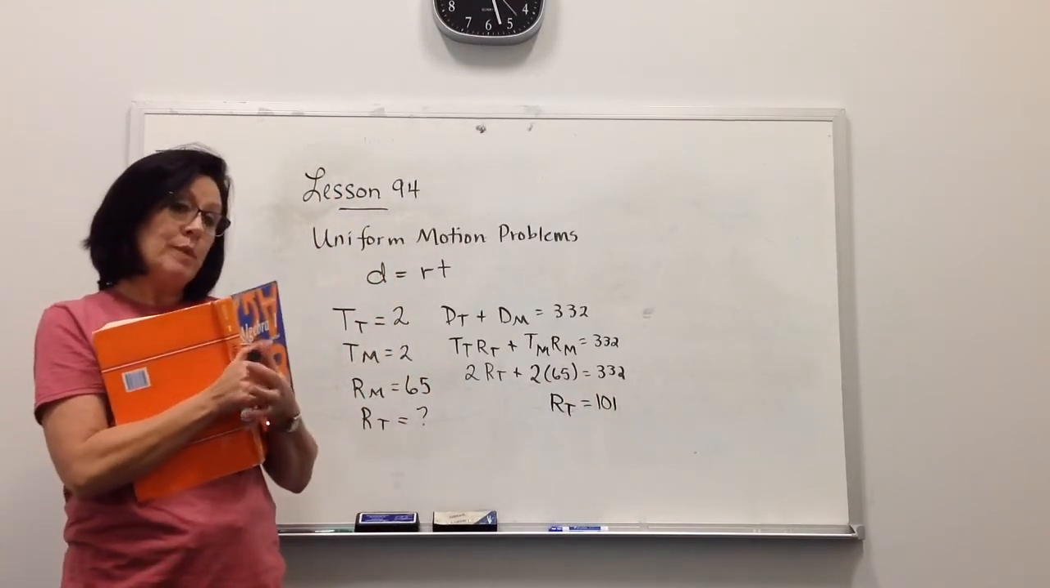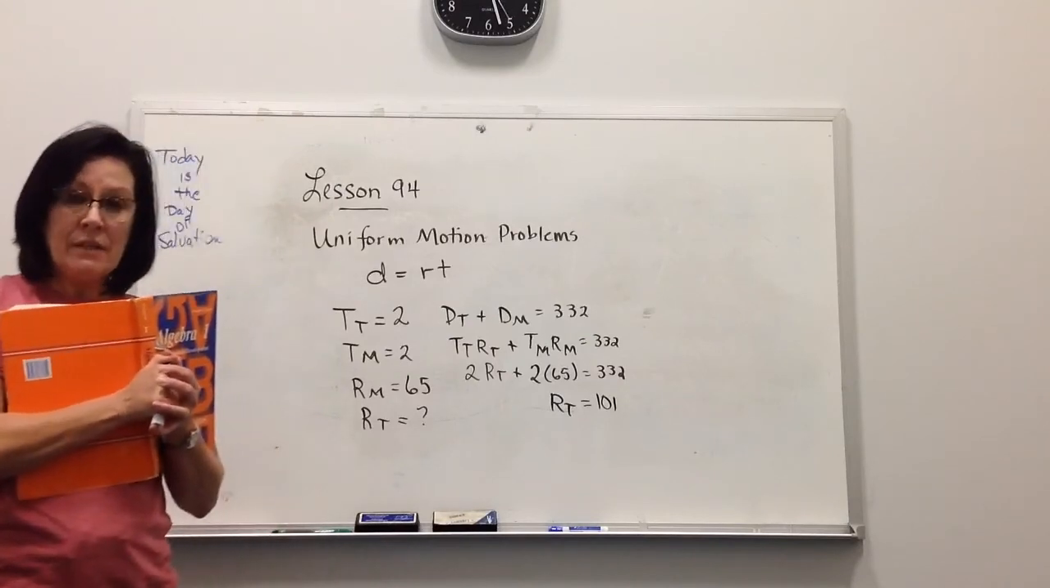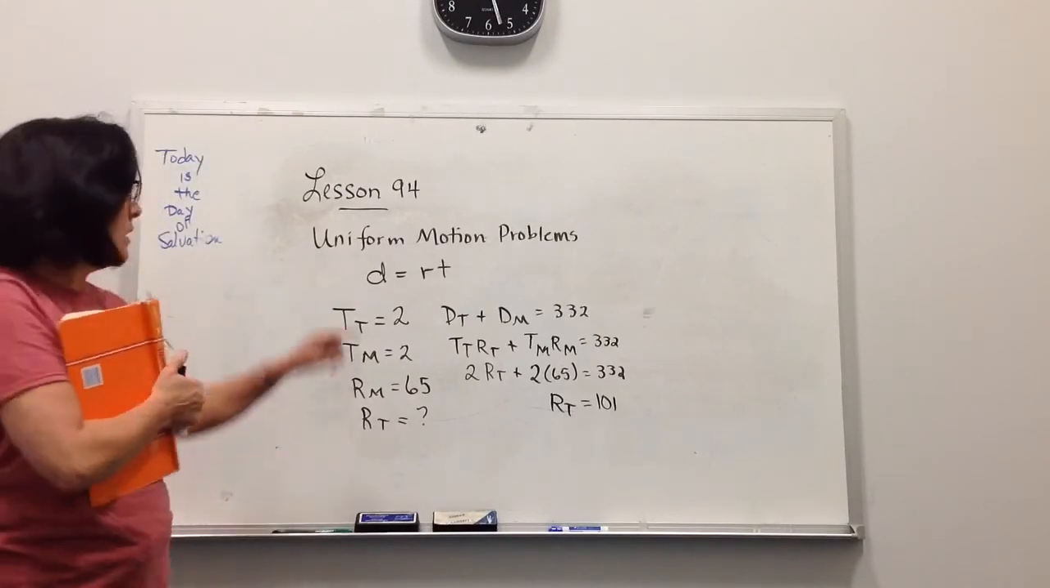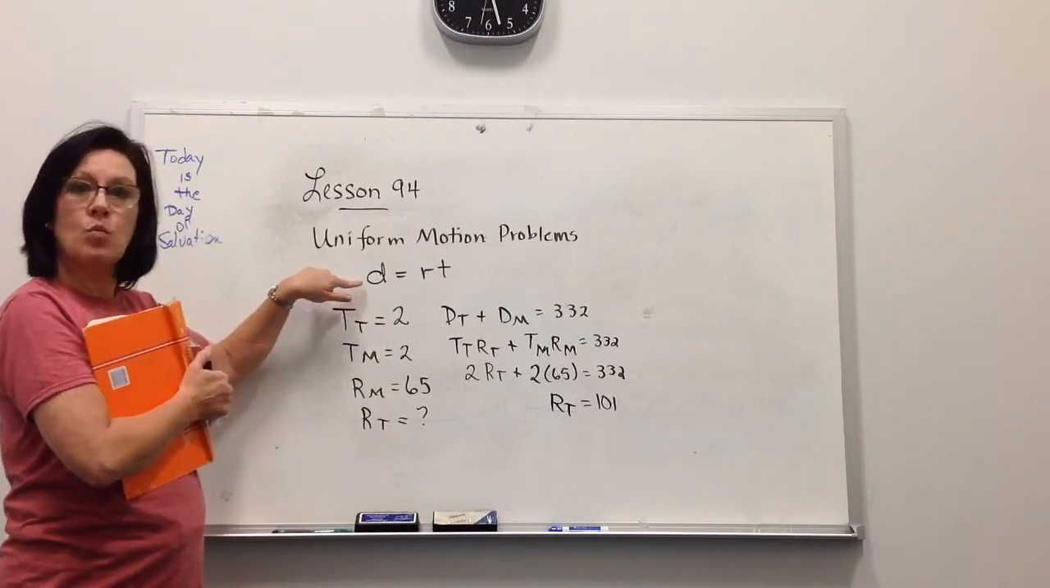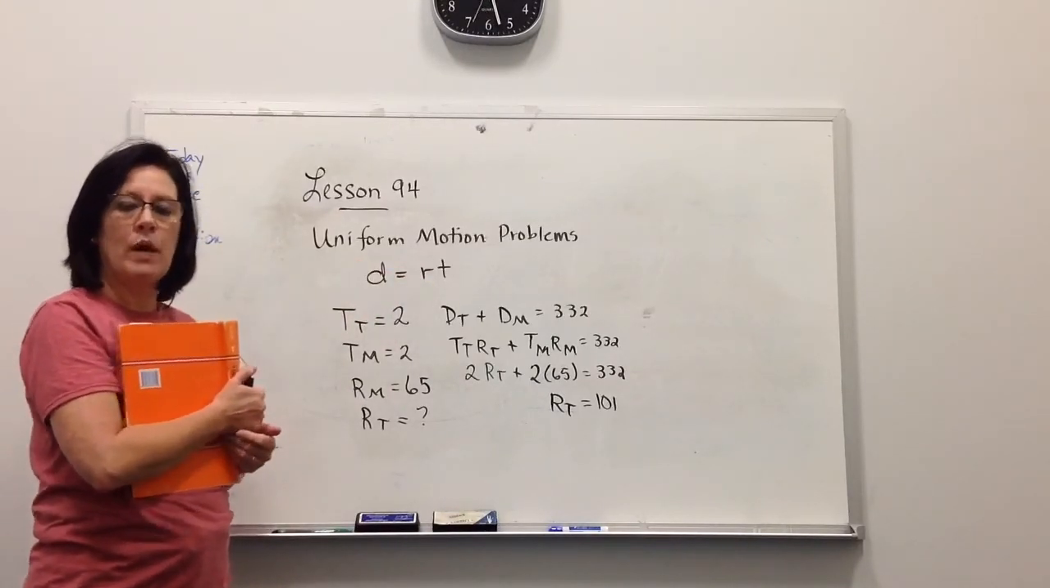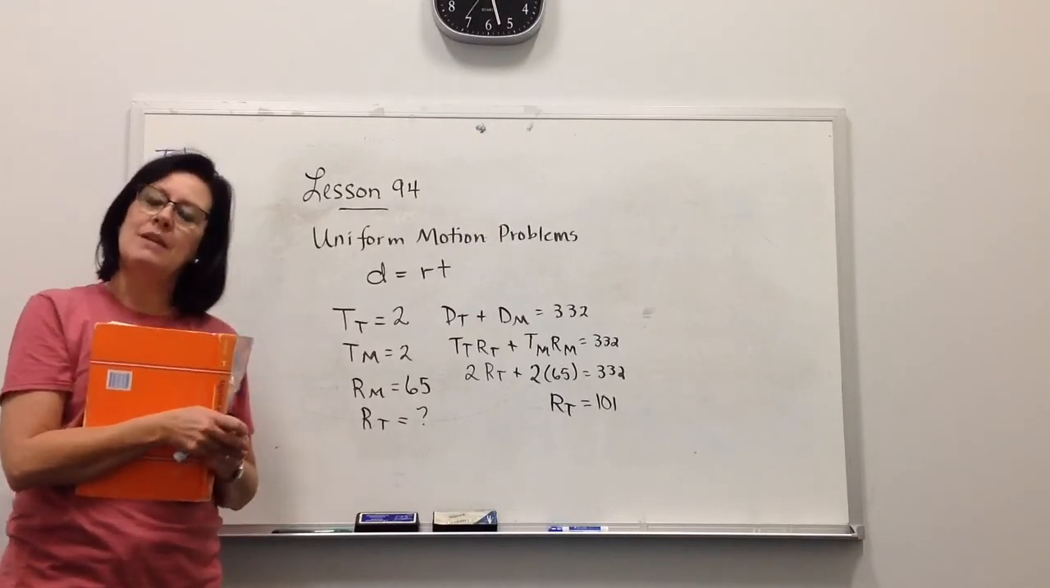These problems can be a little bit confusing. Start with what you're given. Label what you're given. Remember that distance equals rate times time, and we can replace distance with rate times time at any point, and then use substitution and elimination to solve.